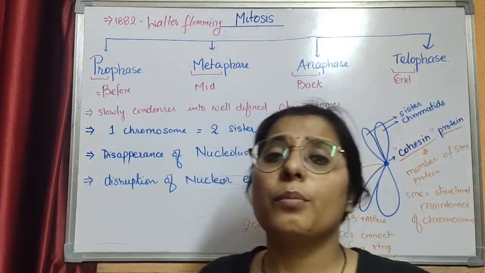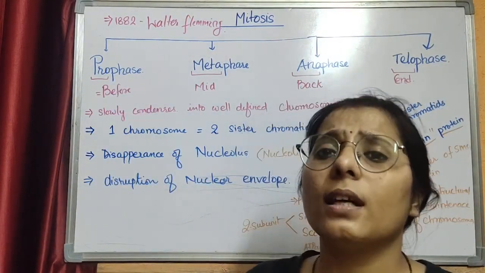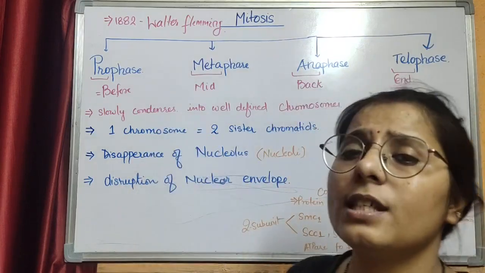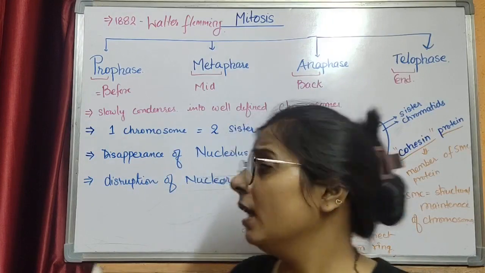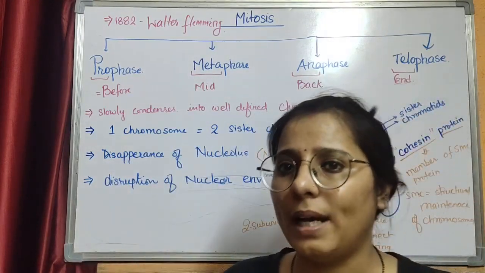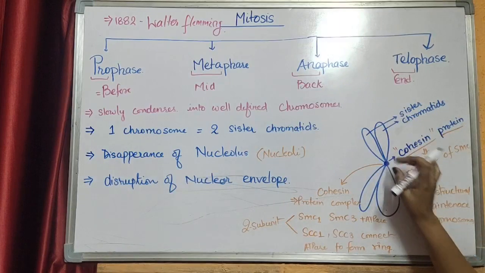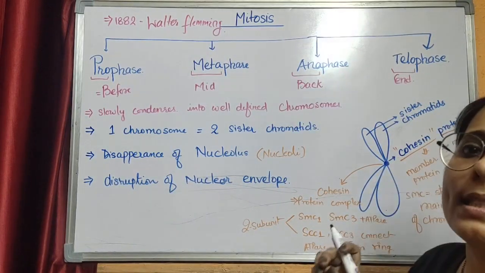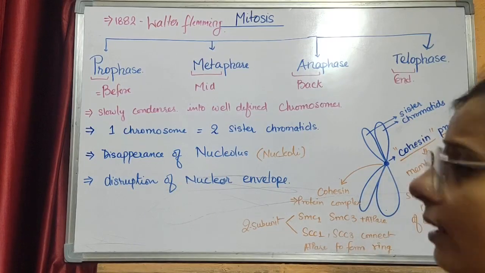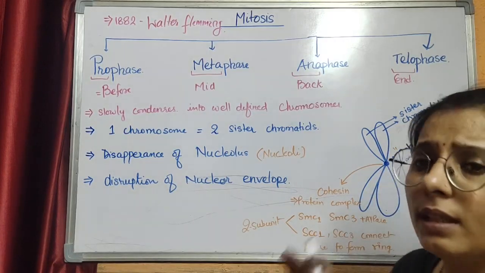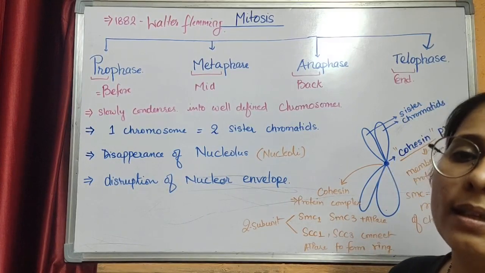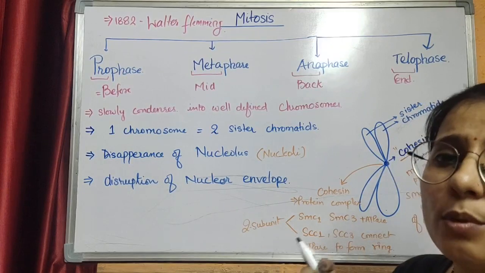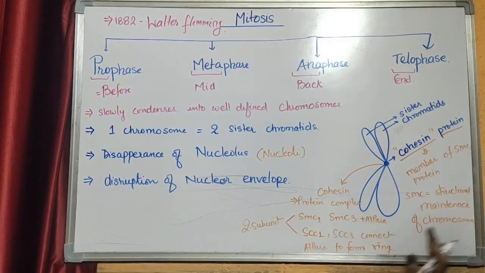Coming to the prophase, prophase is the first phase where a slow condensation of chromatin fibers occurs, and the condensation leads to the formation of chromosome. One chromosome has two sister chromatids, and these two sister chromatids are attached together at a central point called the centromere, and they are bonded together by a cohesin protein. This cohesin protein is a member of SMC protein, and SMC stands for structural maintenance of chromosome.